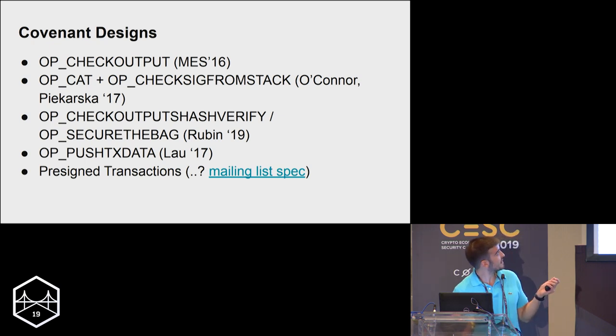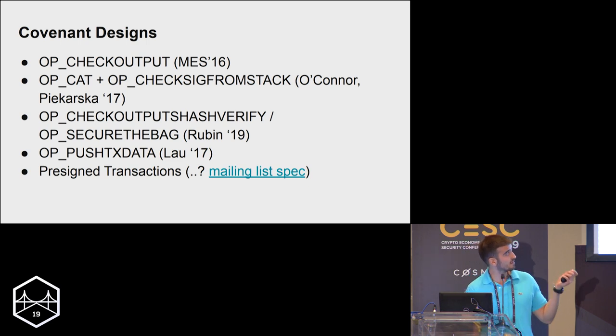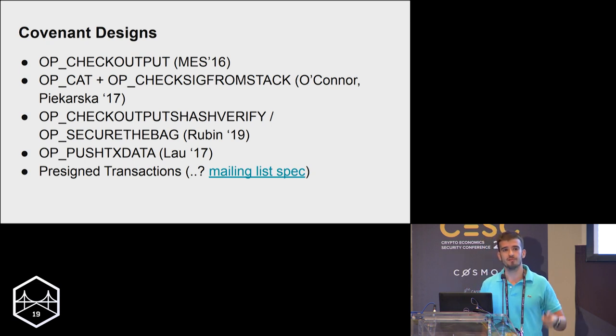The other approach, which is my favorite so far, is the OP_CAT plus OP_CHECKSIGFROMSTACK from O'Connor and Piekarska again, which was actually implemented or added, I believe, in Elements. OP_CAT is an opcode which allows you to concatenate two elements. CheckSigFromStack is like, currently Bitcoin transactions do not allow you to verify a message that the user passes and some signature. They only allow you to check that the signature that was submitted is valid. And for example, if I want to say that some Oracle value is that much and this guy signed it, I cannot check it. So it's a nice extra feature.